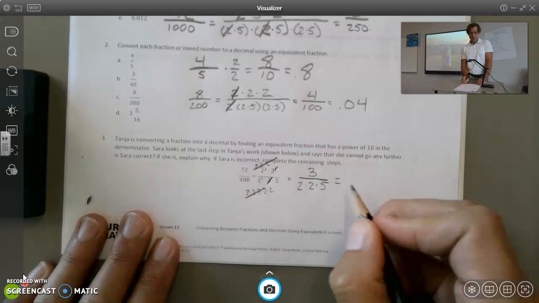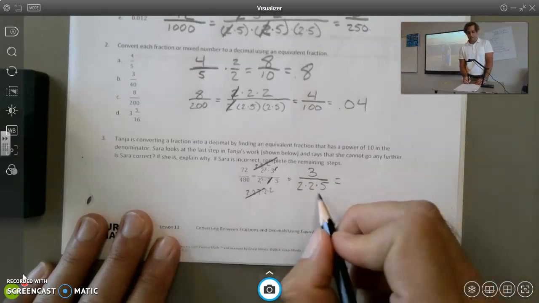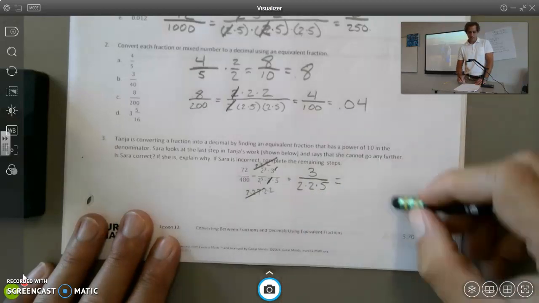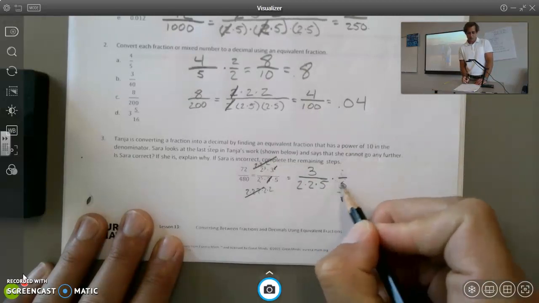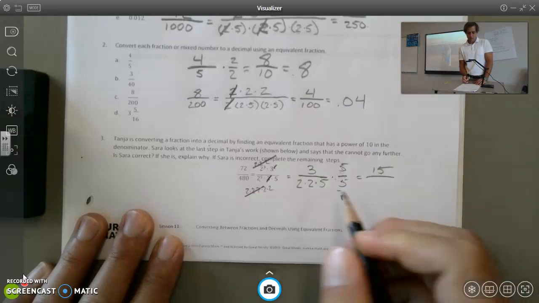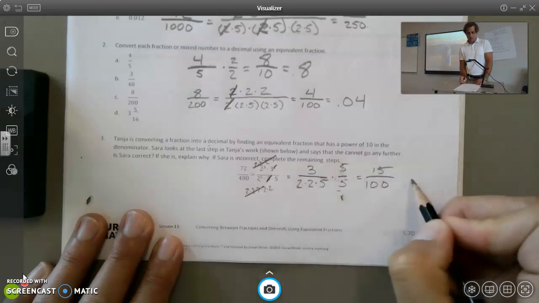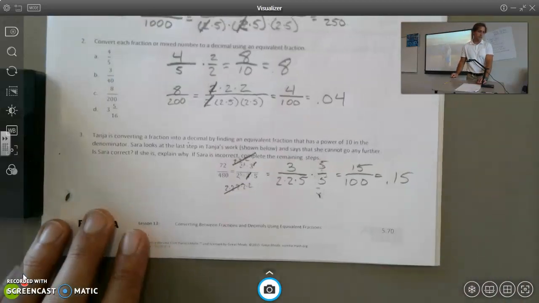Now when I look at this, I know that's not going to be a power of 10, because I don't have sets of 2 times 5. What I need is one more 5 there. So let's multiply. I'm actually going to get rid of this equal sign. Let's multiply times 5 over 5, and I get 15 over 2 times 5 is 10, 2 times 5 is 10, 100. That's going to be 15/100ths, or decimal point 15.